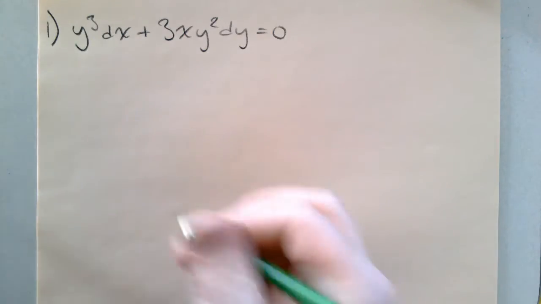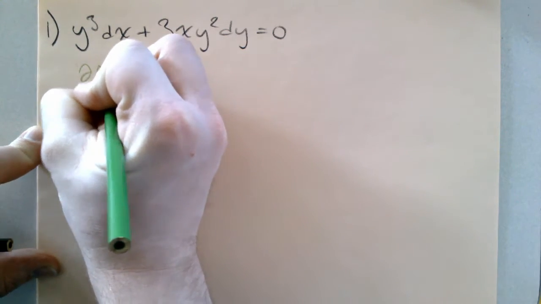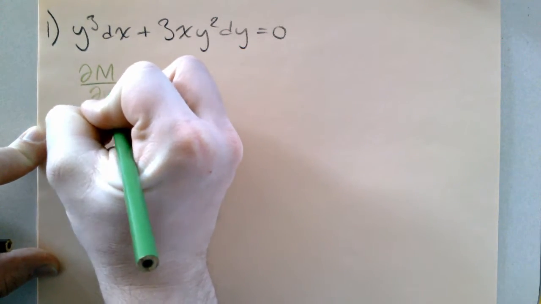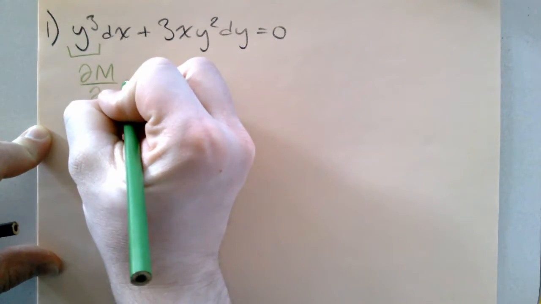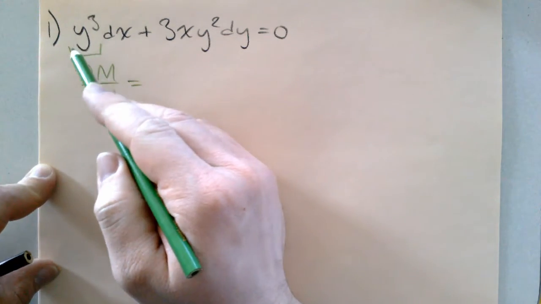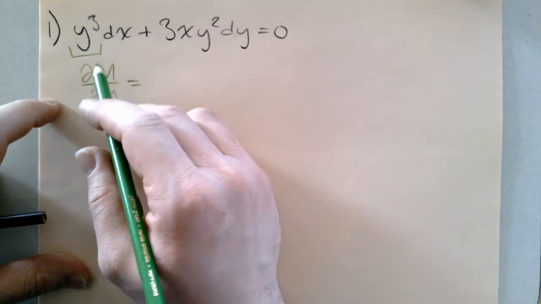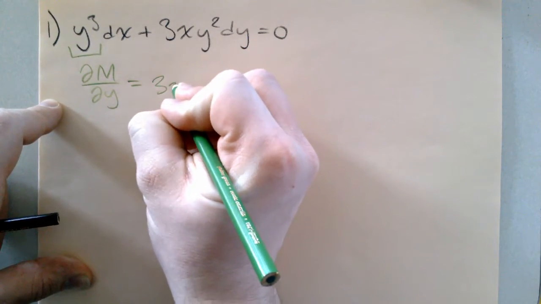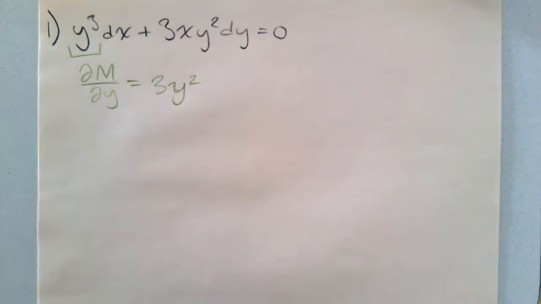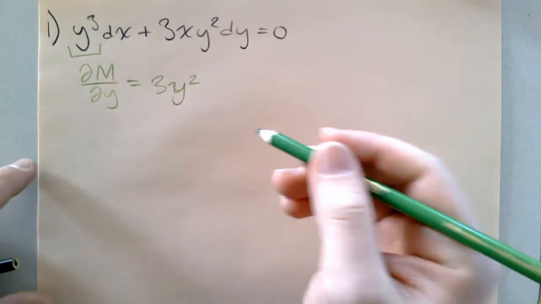So we can start by just saying, what is our partial m with respect to y? Well, this term here is our m, so we could say that what is the derivative of y cubed with respect to y? And of course, that just ends up being 3y squared.